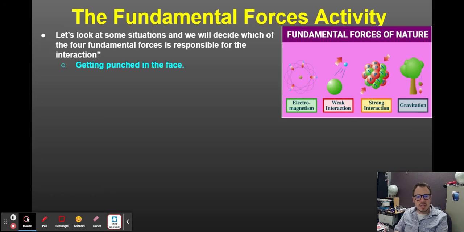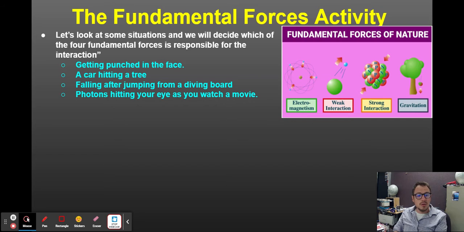Now, this video shows why we can't really touch anything. What I wanted you to see is that anything you touch, like getting punched in the face, those electrons are repelling each other. Same thing as a car hitting a tree. Now, if you're falling down, what's holding you down to the ground, that's gravity. Photons are part of the electromagnetic spectrum, just ripples in the electromagnetic field. So photons hitting your eye, the electromagnetic force is responsible for that.